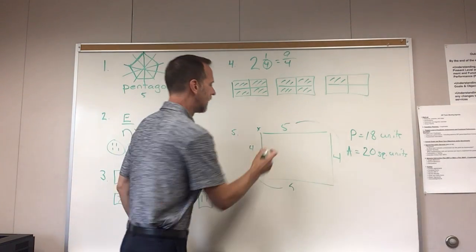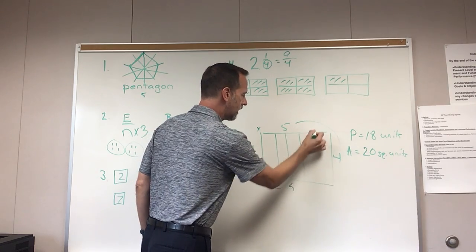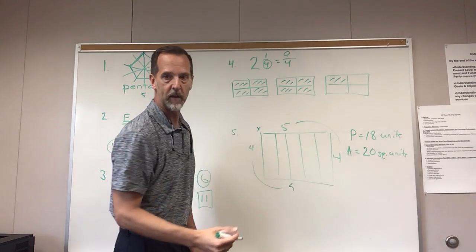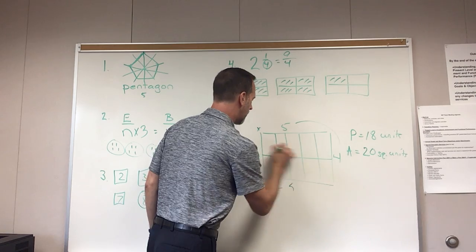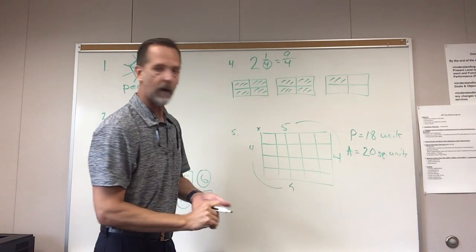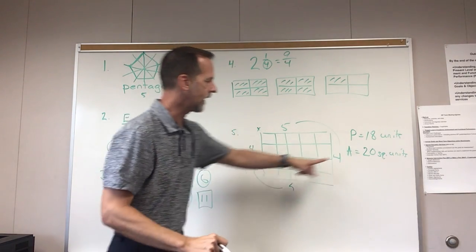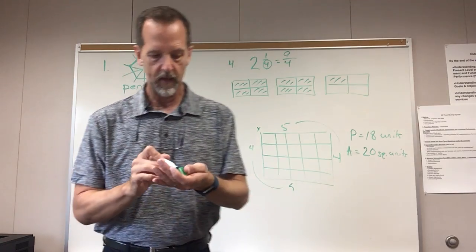All right? So if I made the 5 columns, 1, 2, 3, 4, and 5, and I made the 4 rows, 1, 2, 3, and 4. I've got 4 rows of 5. Here's 5, 10, 15, 20. And that's just what we had in the beginning.